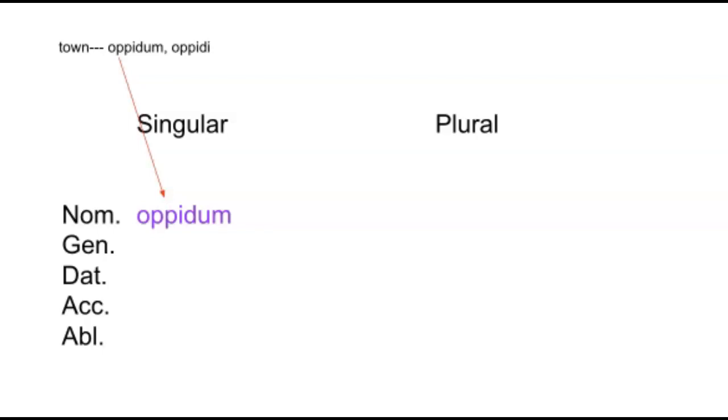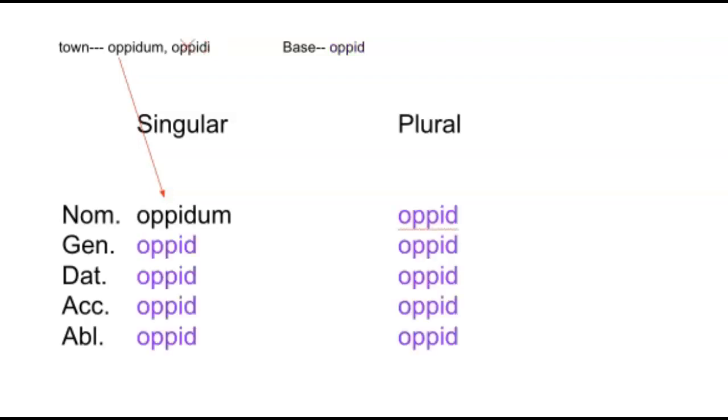Secondly, we find our base. We find our base the same as the other declensions. We go to the second form and chop off the ending. In second declension, the ending is an I, pronounced E, so we chop that off. What's left is our base, oppid. We then take our base and fill out the rest of our chart.